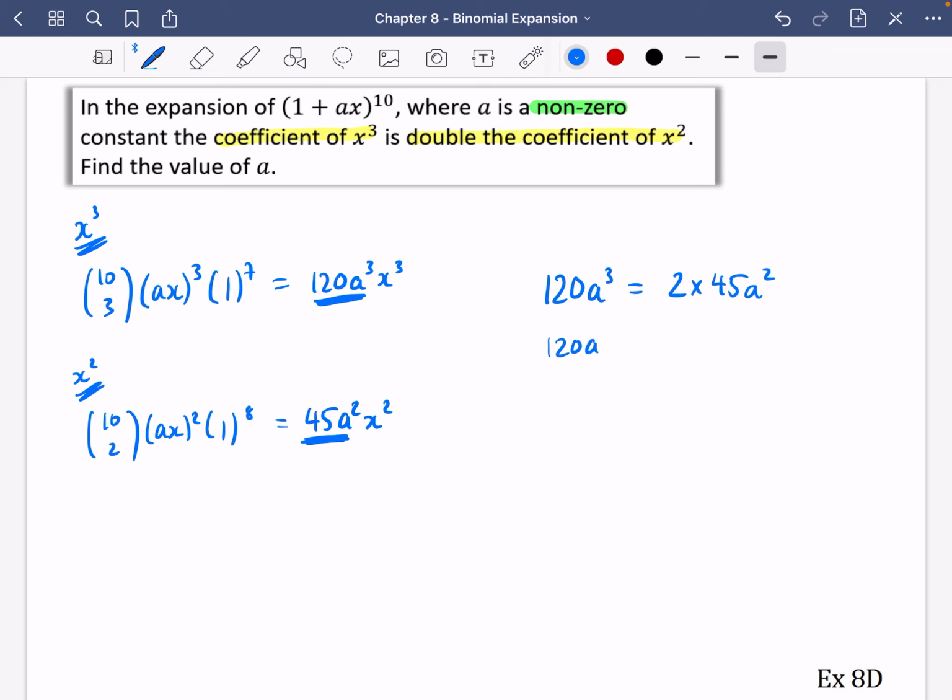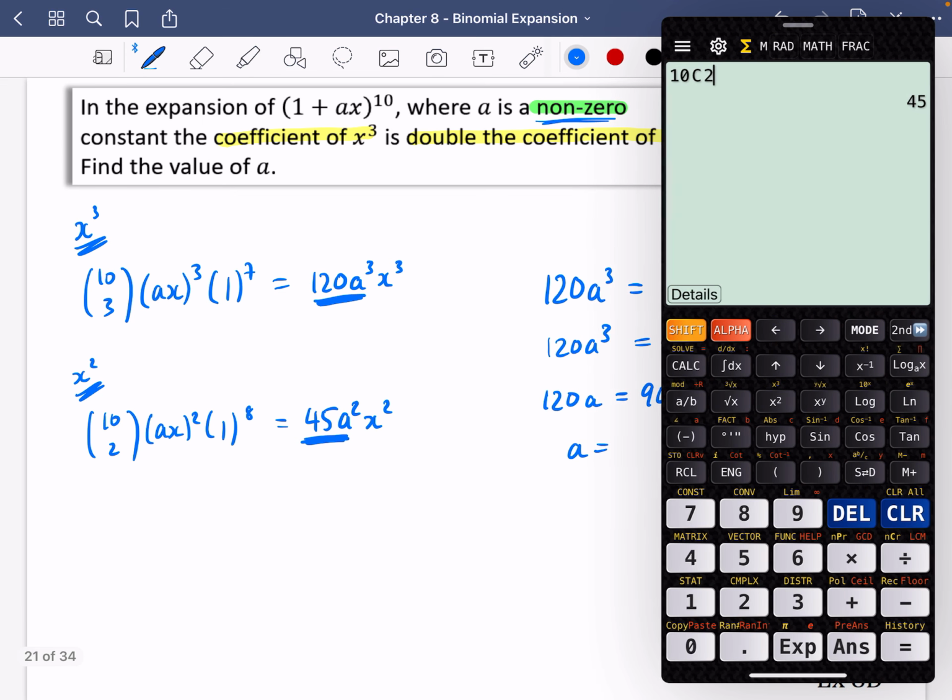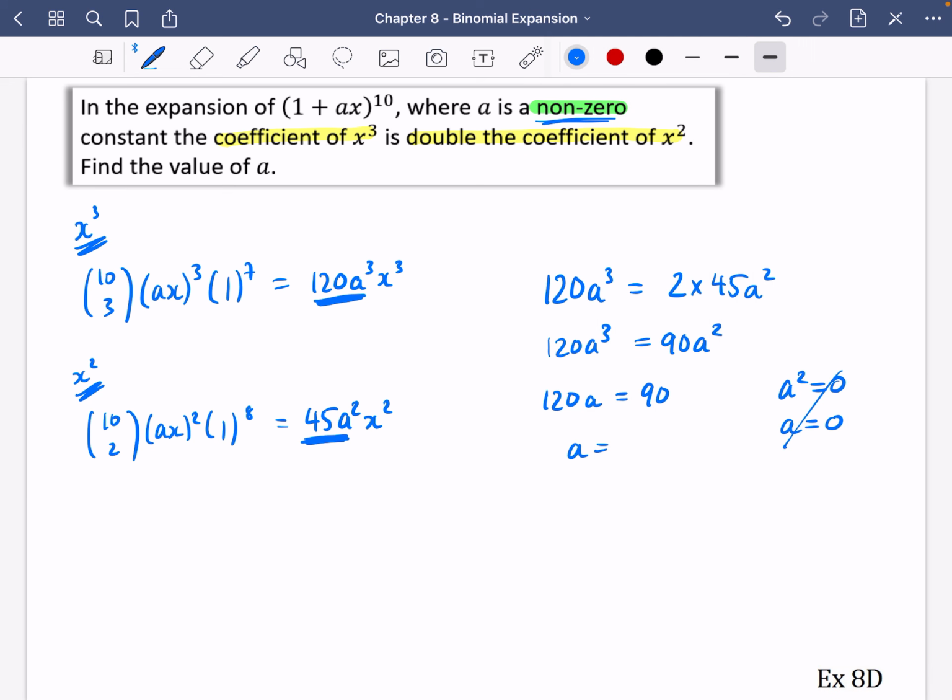So 120a cubed equals 90a squared. Well, I could divide both sides by a squared, but if I divide by a squared, that means that a squared is 0, so a is 0. But hang on a second, it says that a is non-zero, so this isn't going to be useful for us. So when I divide by a squared, I get 120a equals 90. And when I do 90 divided by 120, I'm just going to get 3/4. So my value of a is 3/4. So that should help you to be able to do some of the questions now in exercise 8D.